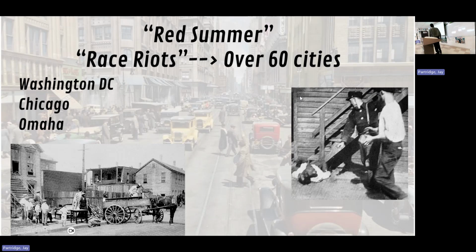Red Summer. And these are going to be called race riots, but it is basically whites attacking blacks, these recent migrants into northern cities. Over 60 cities. Washington, D.C. would be one of the biggest, and it would explode in 1919. But it happened also in other cities with huge amounts of migration. Detroit, Newark, Chicago was big. Omaha was one of the most violent. And Omaha then was about 250,000 people. Now it's about 500,000. But we just don't think of Omaha.